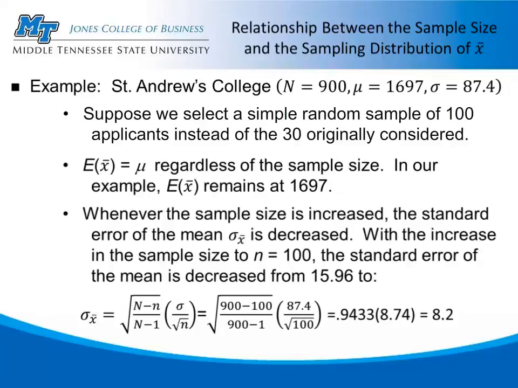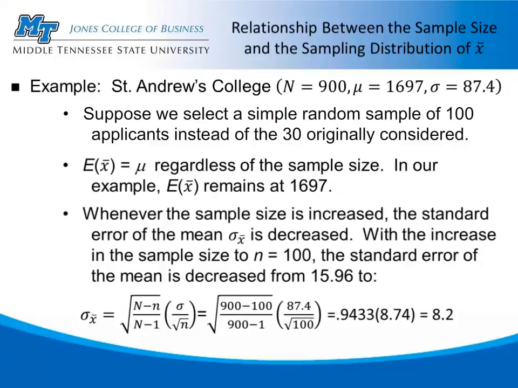When we take 5% of 900, we get 45, and 100 is bigger than that. We violated what's called the 5% rule. 100 is rather large compared to the population size, so you're going to need to apply the correction factor. So the formula down at the bottom has the correction factor built into it. We still have the sigma over the square root of n, but now n is 100 instead of 30.